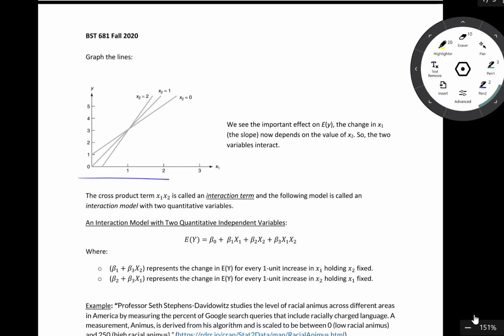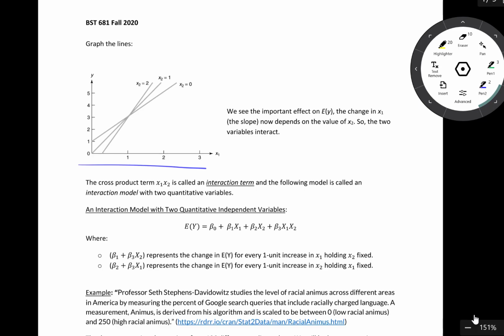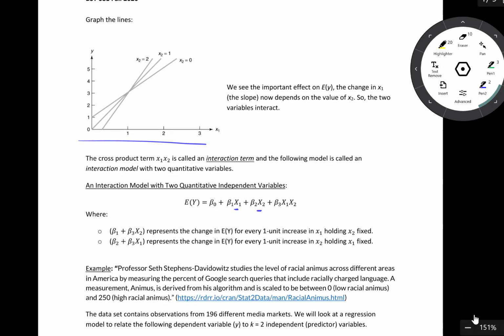So what's happening is when we plot these lines, notice the lines are no longer parallel, they now intersect. So that's one way to think of the difference between considering the independent variables to be independent from one another, where the lines are parallel, and an interaction, where they are now going to cross. And again, that's because the slope on x1, or the effect of x1, now depends on what level of x2 we have. And so this cross product x1 x2 is called the interaction term, and the following model is an interaction model with two quantitative variables. So notice here we've got two quantitative variables, x1, x2, and then we have the interaction term.